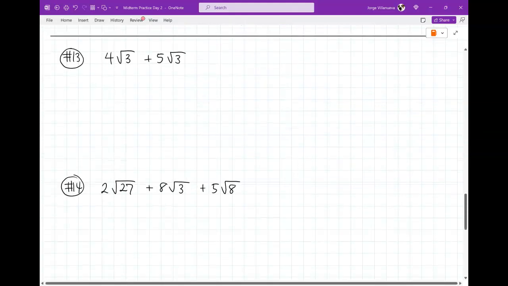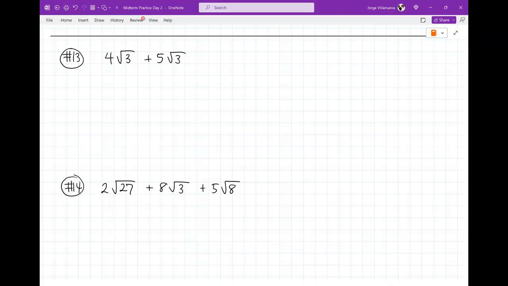So, Friday's test, when you come in, you'll see questions like this. 4 radical 3 plus 5 radical 3. Now, if you guys remember, if the radicals match, just treat them like terms. So 4 plus 5 is 9. So this is 9 radical 3. And yeah, you can do this on your calculator, but it's probably going to take you longer to type everything in. Okay? The radicals match up. Radical 3, that means they're alike. Just add the numbers in the front and we're good. Okay?